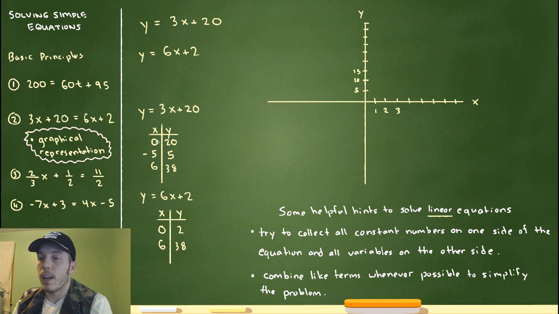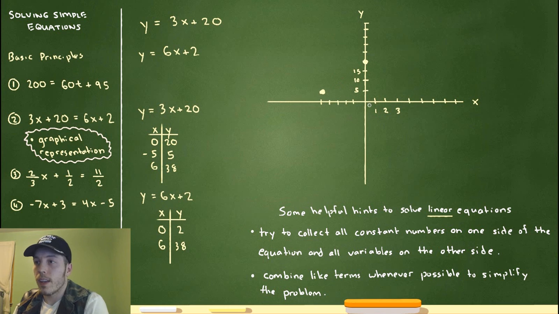Now for my first line, I have a point 0, comma 20. Where's that? Let's move left and right 0 and then move up 20. And then we have negative 5, comma 5. So let me move left 1, 2, 3, 4, and 5, and then up 5. So we are right here.